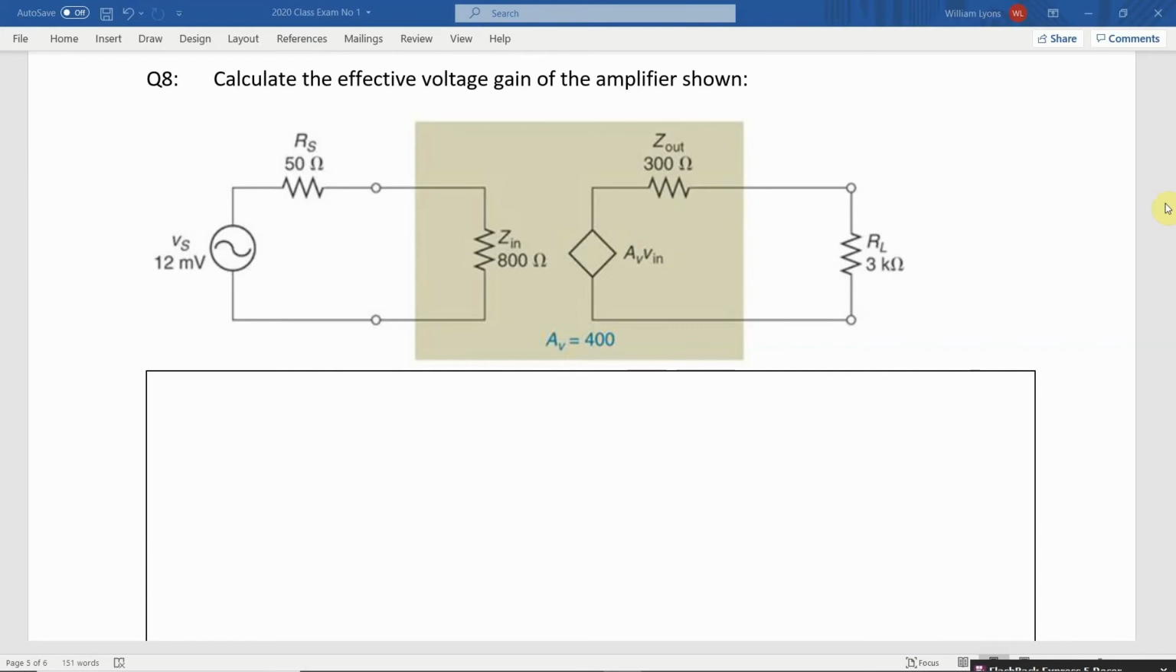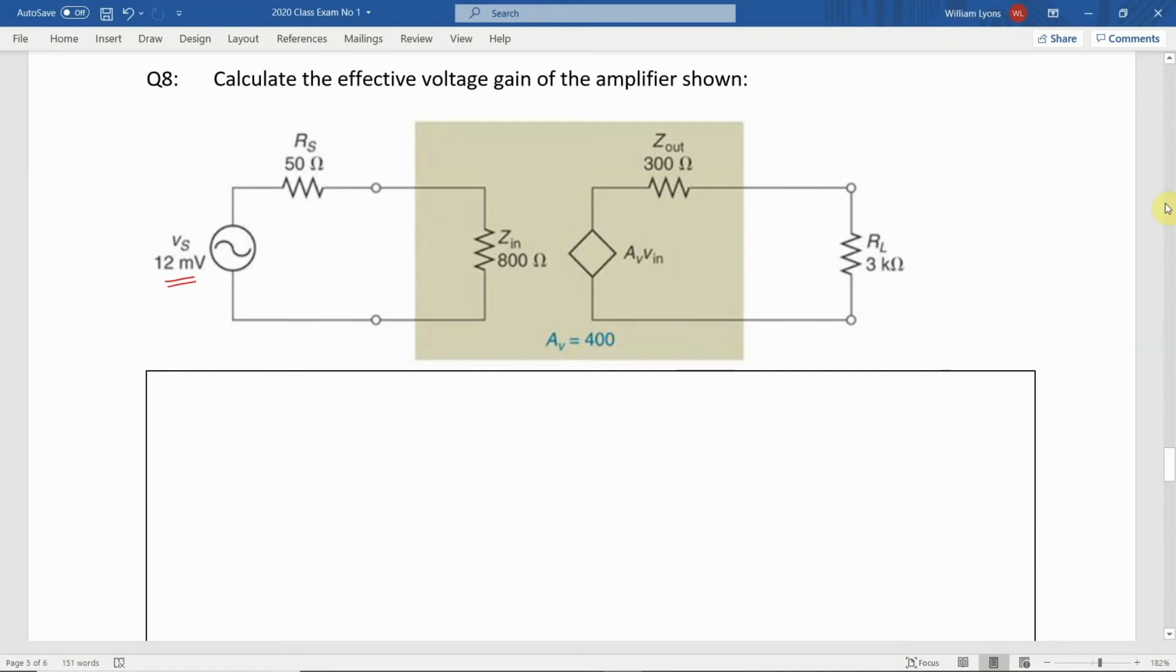In this example, we're going to show how to calculate the effective voltage gain for the amplifier circuit shown. The representation of the amplifier shown illustrates a voltage supply of 12 millivolts with a source resistance of 50 ohms.